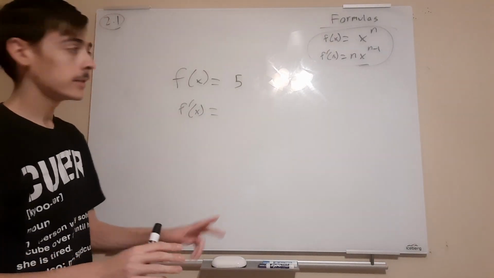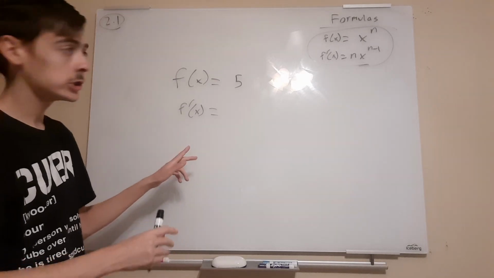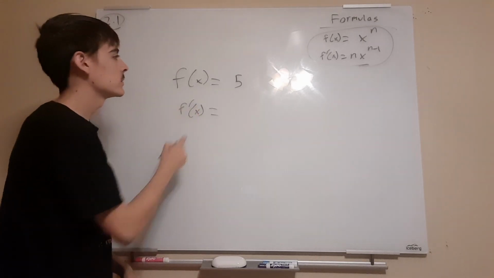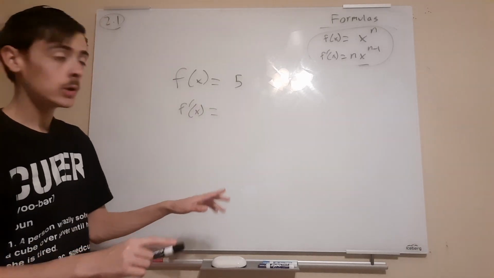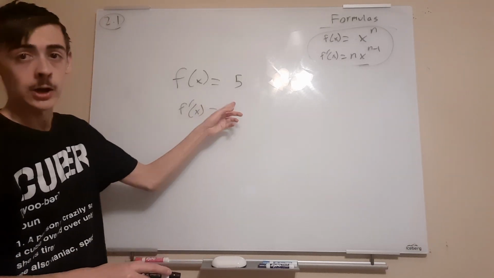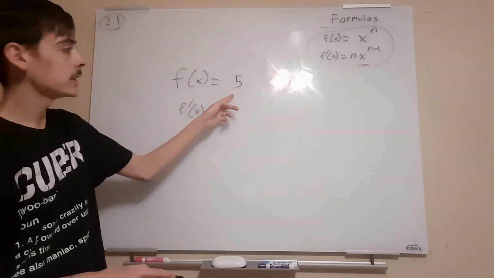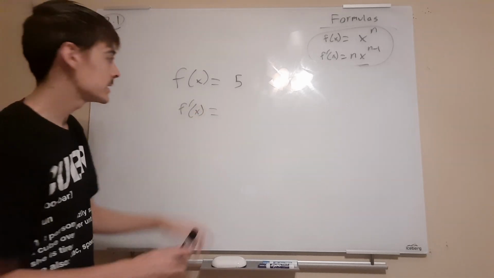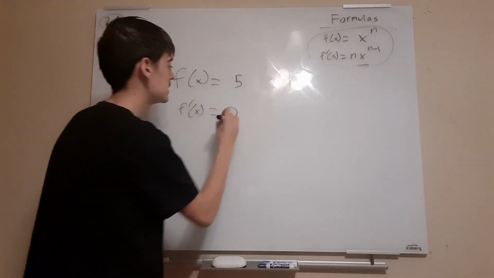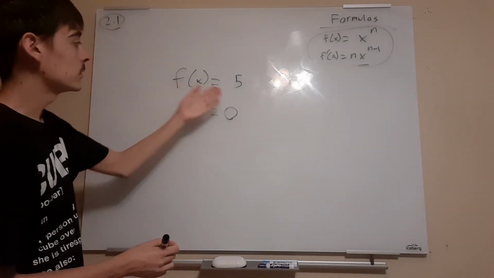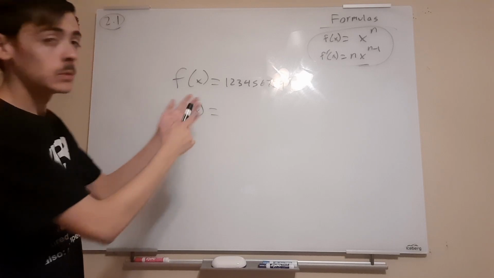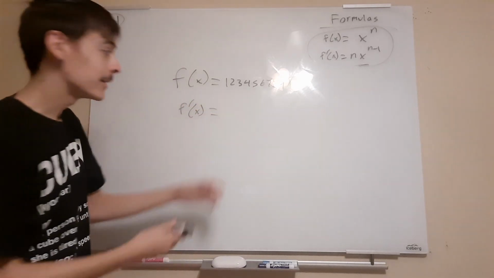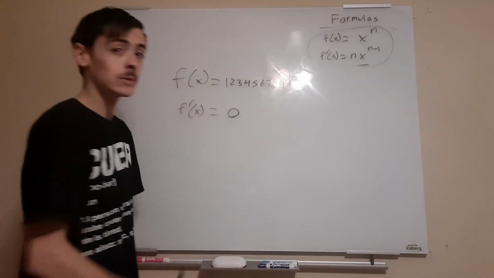Now before we move on, there's another important thing I really have to show you guys. Let's say f of x was to just equal a number, in this case 5. Now there's no x terms here at all, so when it's just the derivative of a constant on its own, we're not going to just bring it down. If it's a constant on its own, the derivative is always going to be 0. So f of x equals 5, f prime x equals 0. Or in this case, f of x equals 1, 2, 3, 4, 5, 6, 7, 8, 9. F prime x is still going to equal 0.